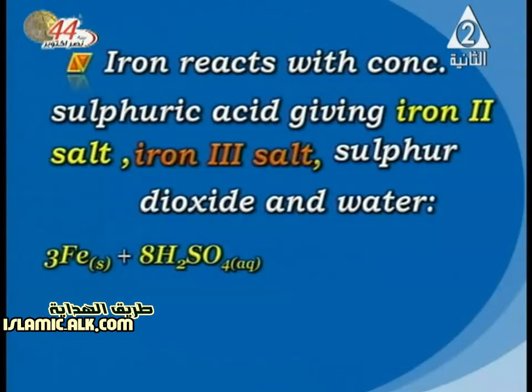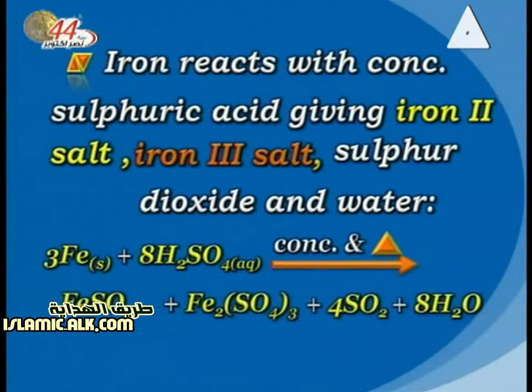As the equation proceeds on the screen, iron reacts with sulfuric acid that is concentrated and heated, giving iron 2 sulfate and iron 3 sulfate and sulfur dioxide gas and water vapor. Here, my dear students, the reaction is different from dilute sulfuric acid, as concentrated sulfuric acid is a strong oxidizing agent. So, as it forms iron 2 sulfate, it oxidizes it into iron 3 sulfate, and the sulfuric acid is reduced into sulfur dioxide and water.